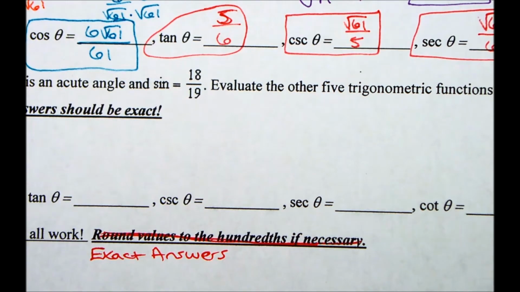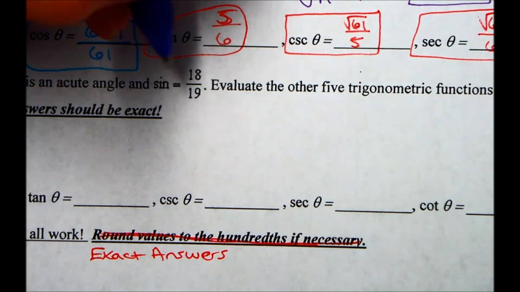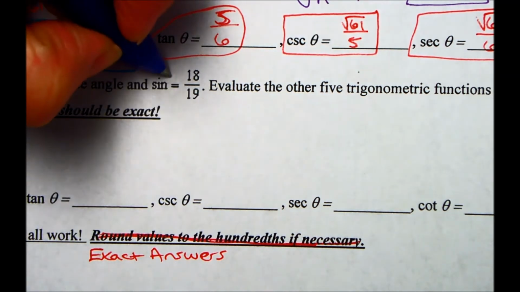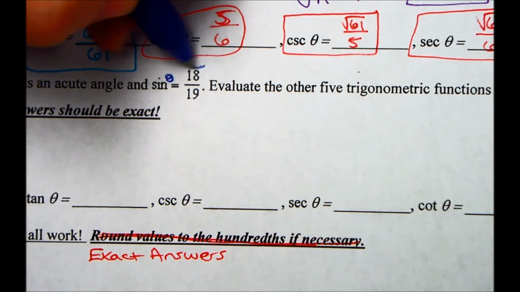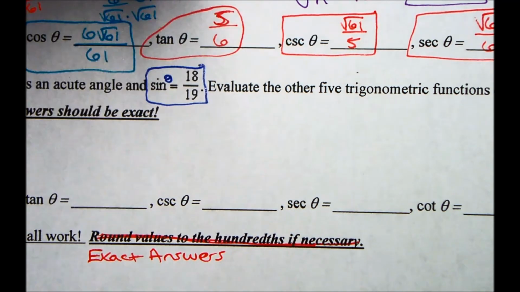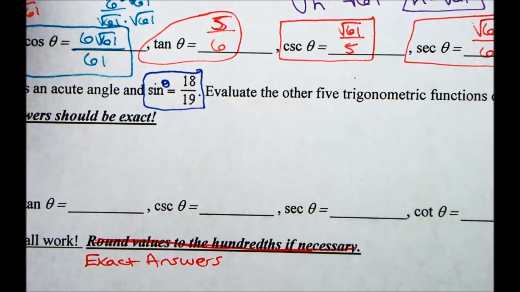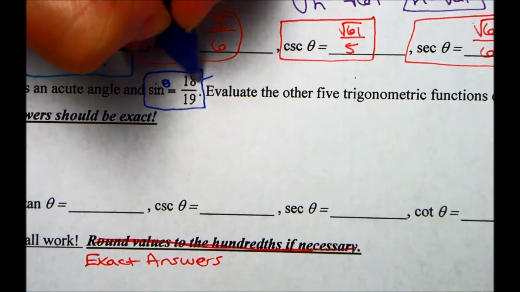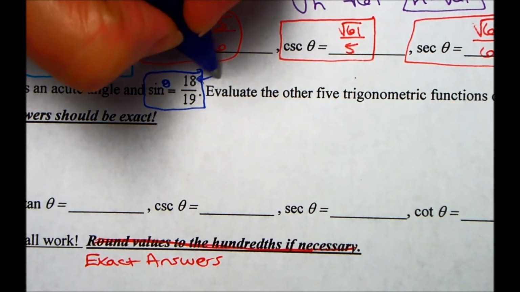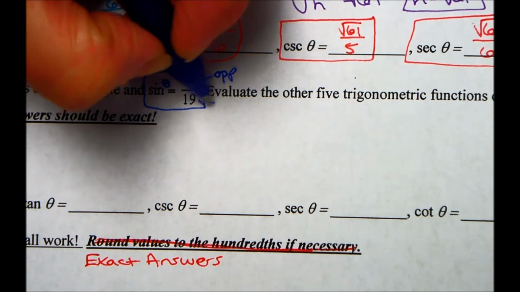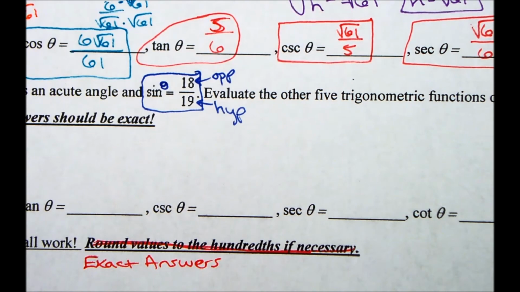So let's try that one. If you're given sine theta equals 18 over 19, well, the ratio for sine is opposite over hypotenuse.